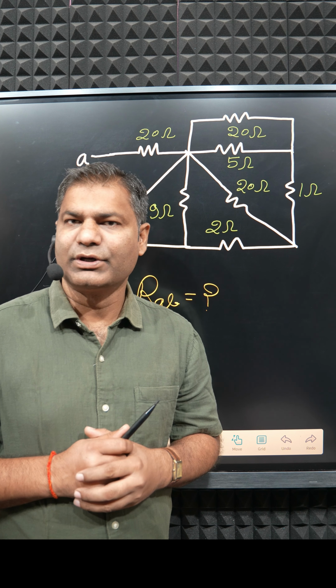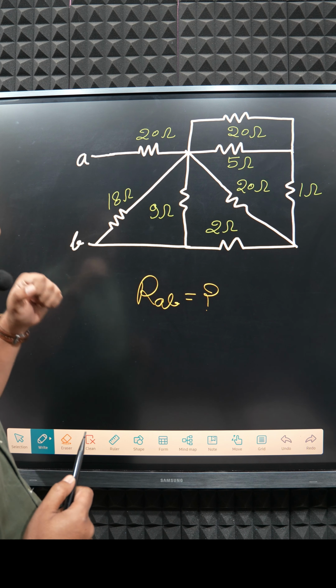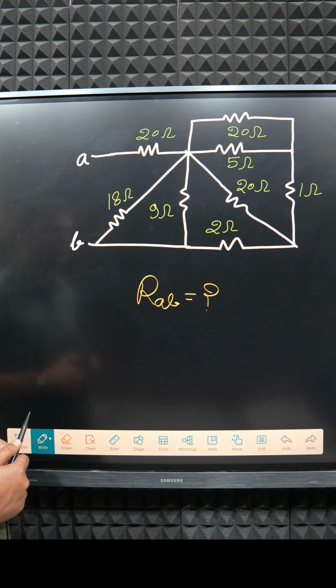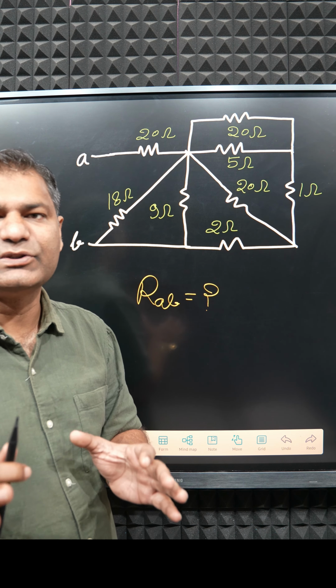Hello everyone, today I will focus on how to determine the equivalent resistance between the A and B terminals. Look here very carefully. First of all, we have to focus on which part is series and which one is parallel.